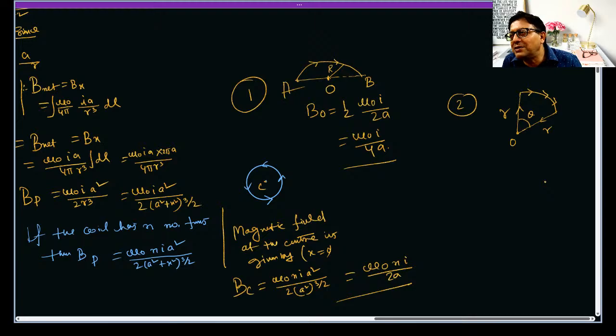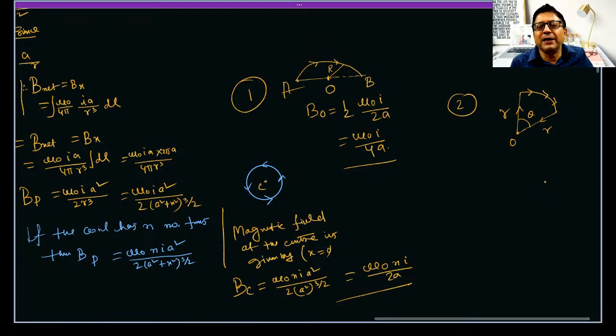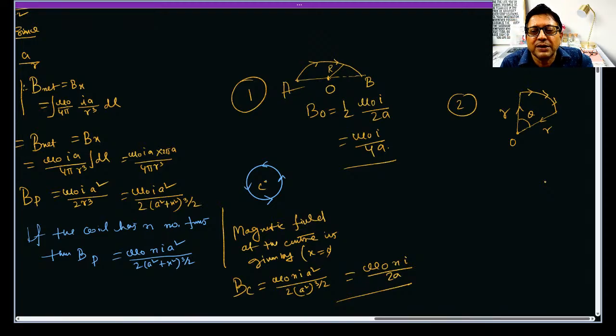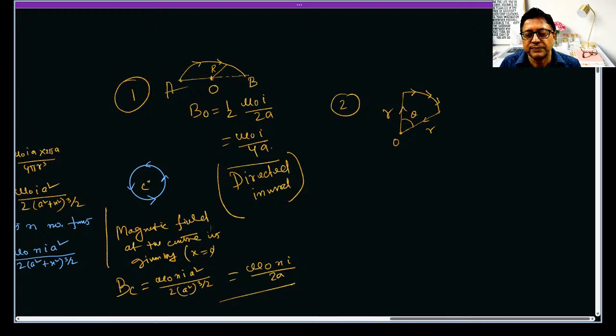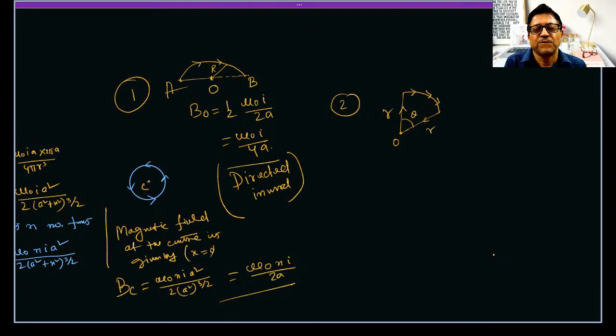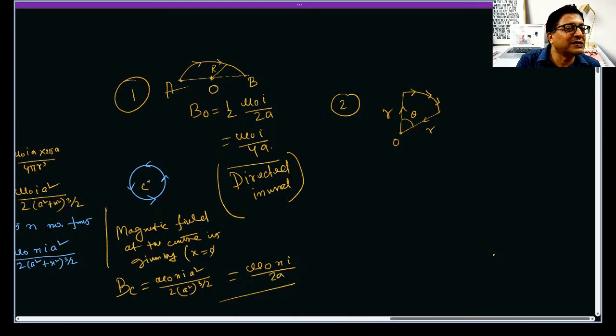And what is the direction? In the previous case, what is the direction? By right hand thumb rule, fix your thumb along the direction of the wire. So fingers going inward. So magnetic field at O will be inward. Here B is directed inward. This direction plays important role to find resultant magnetic field. What is the direction of magnetic field here? In this case, at the point O, what is the direction of magnetic field? That is also into the plane of paper, directed inward.